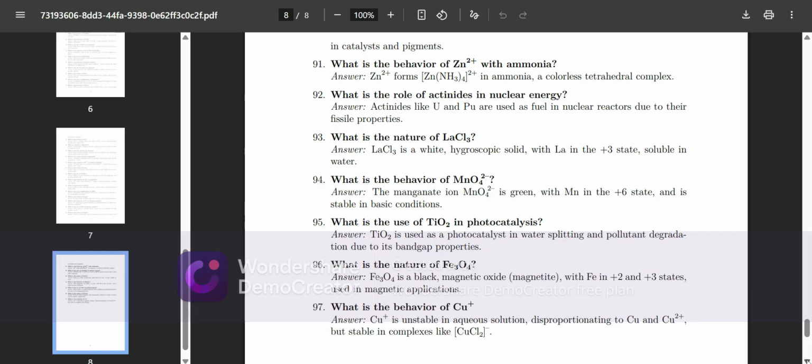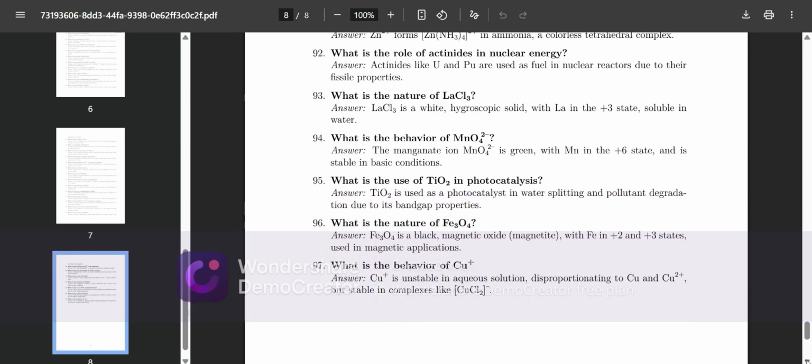What is the role of actinides in nuclear energy? Actinides like uranium and Pu are used as fuel in nuclear reactors due to their fissile properties. What is the nature of LaCl3? LaCl3 is a white hygroscopic solid with La in the +3 state, soluble in water.